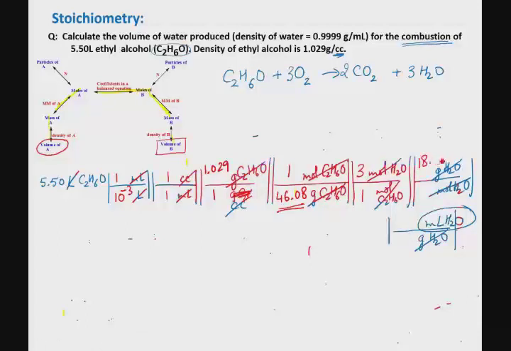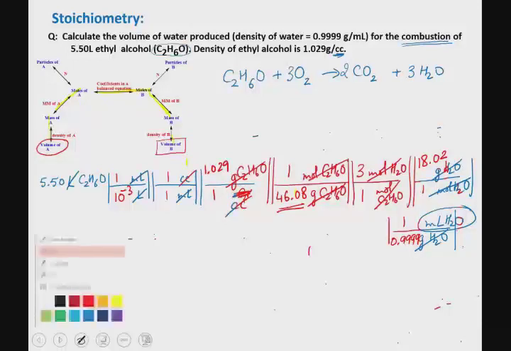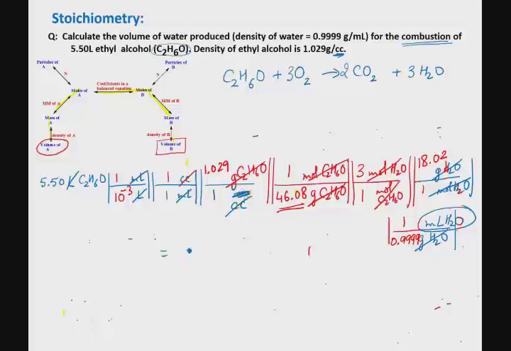Molar mass of water is 18.02 grams, so that goes there. And then finally, density of water is given as 0.999 grams of water for 1 mL of water. So these are the values that we put in each conversion factor, and then finally when you calculate, we get 6.640257973 times 10 raised to 3 mL of water.